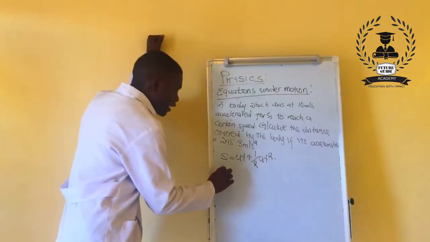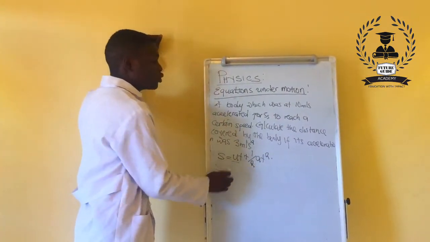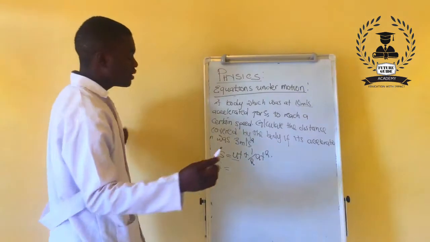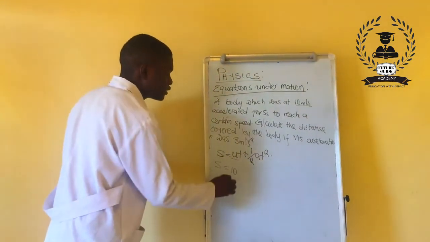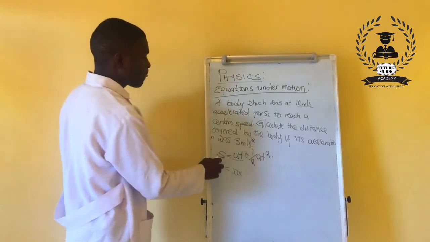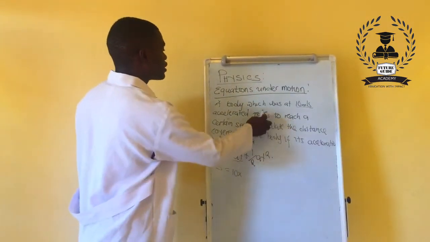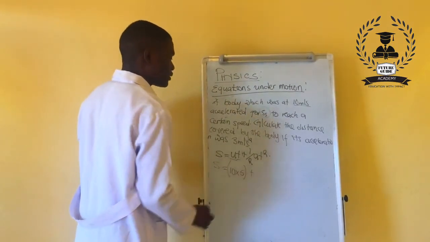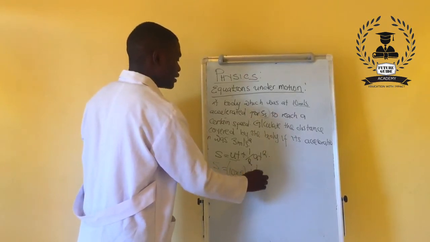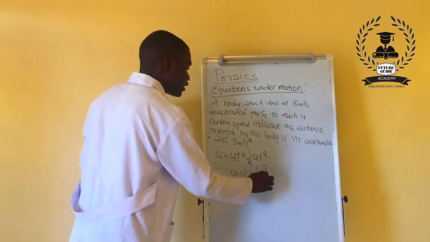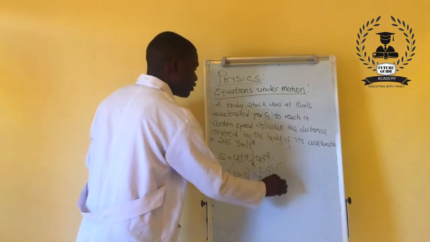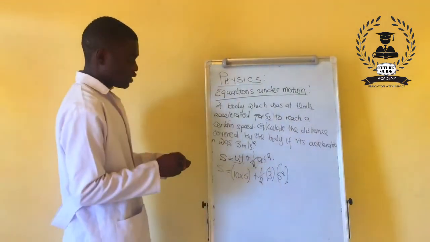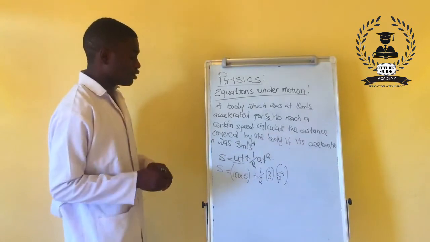We replace our s, the one we are solving, and u, the initial velocity. In this question, our initial velocity is 10 meters per second. So we have 10 multiplied by our time, which we've been told is 5 seconds, plus half of our acceleration, which is 3, multiplied by our time, 5 squared.